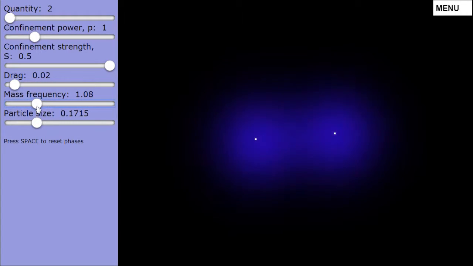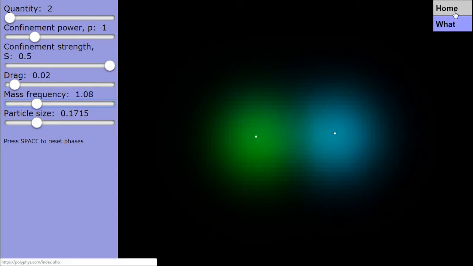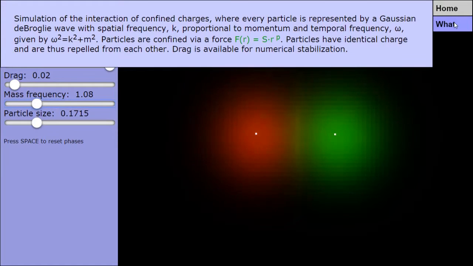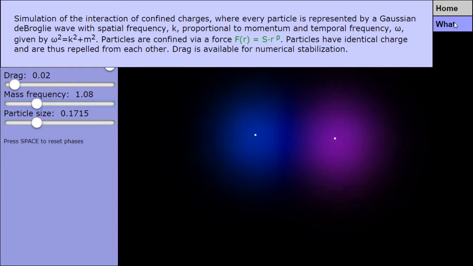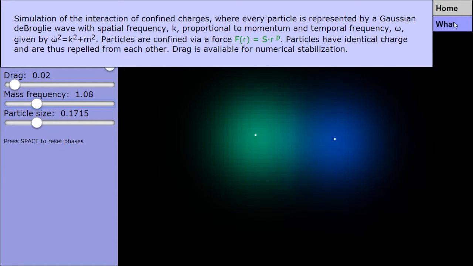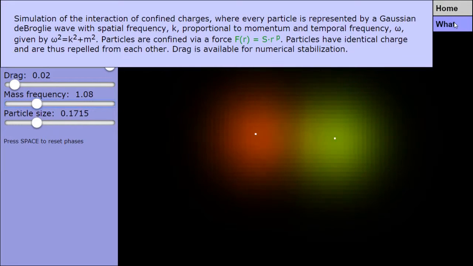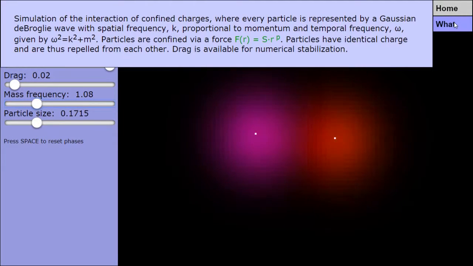The masses of the particles can be adjusted using the slider on the left. When the mass is 0, the temporal frequency of the particles depends only on their momentum, but when the mass is non-zero, their temporal frequency is determined by this equation from special relativity, omega squared equals k squared plus m squared, where k is the momentum and m is the mass.